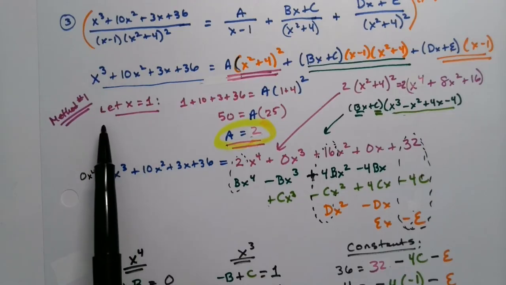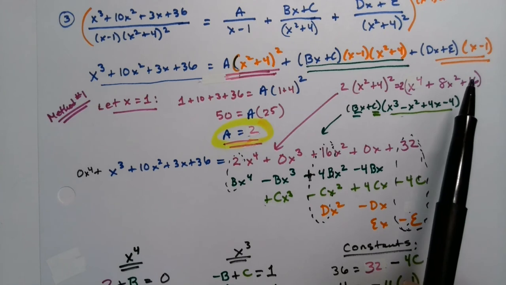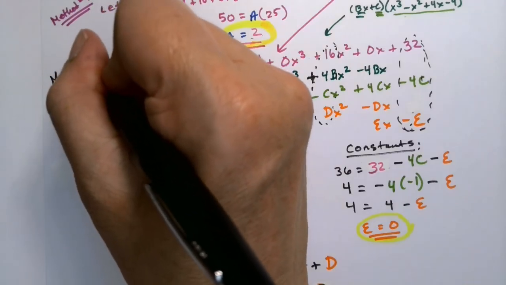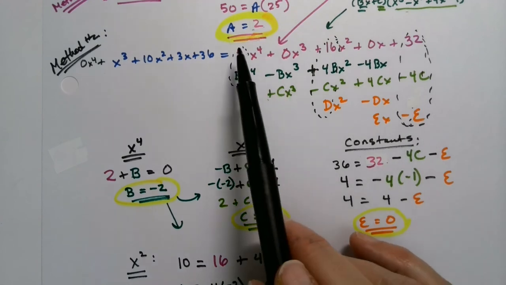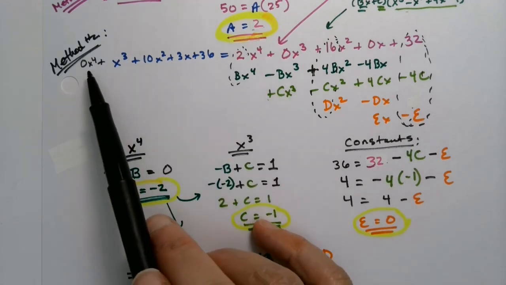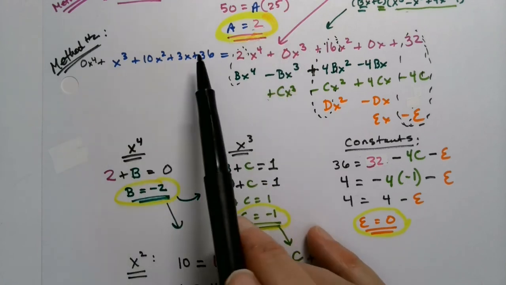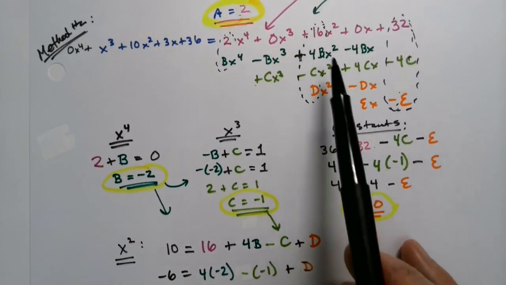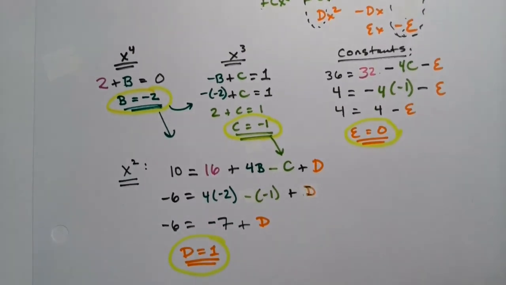So I used method 1 right here to find A. That was pretty straightforward, just using 1. And then I'm using method 2, right? So from this point on, it's method 2. I distributed this all out, and then I'm using the fact that the x to the 4th terms have to add up to what the x to the 4th term is here. The x to the 3rd terms have to add up to the x to the 3rd terms here. The constants have to make 36, and so on. And I avoided the linear term because it had the most letters in it. So I chose the other ones instead.